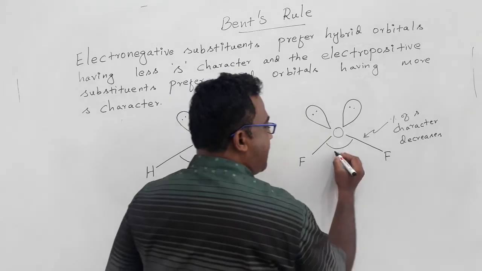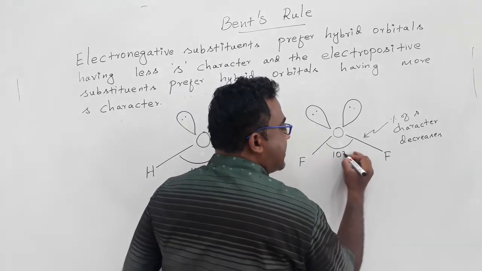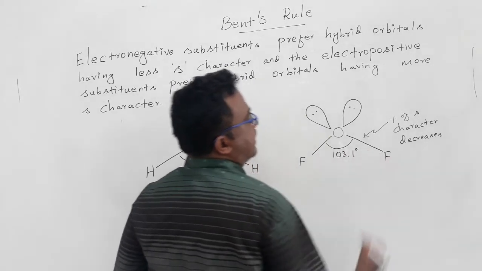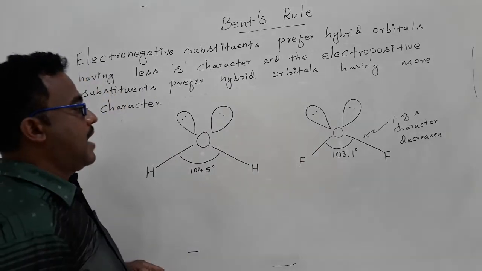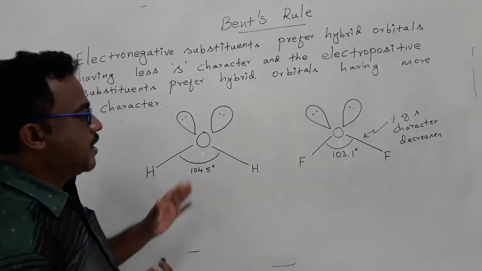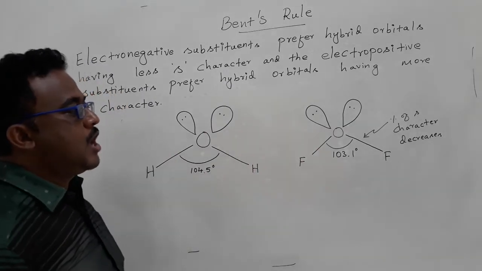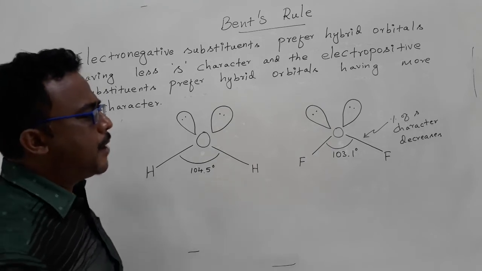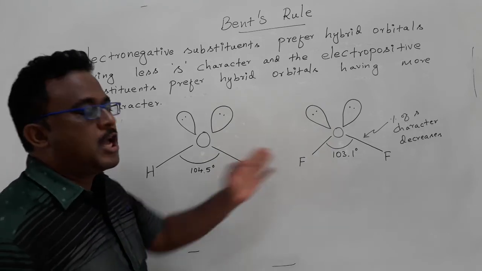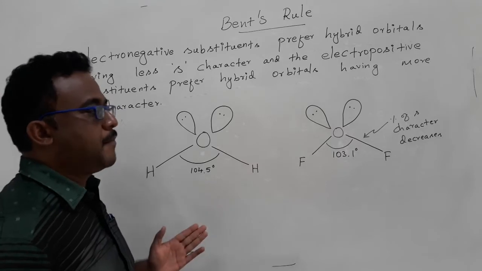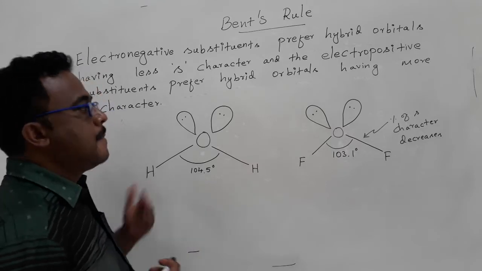How much will it decrease? The bond angle will now be 103.1 degrees. Okay, we have this comparison of the water molecule and the fluorine substituted oxygen molecule, I mean H2O with F2O. We have compared the two different bond angles to understand Bent's rule.